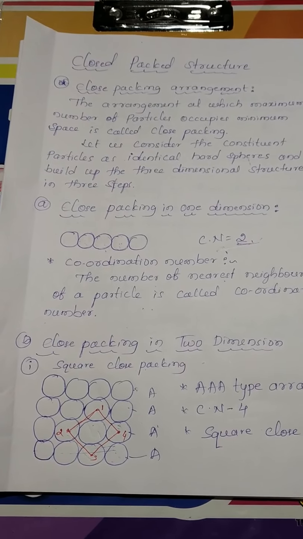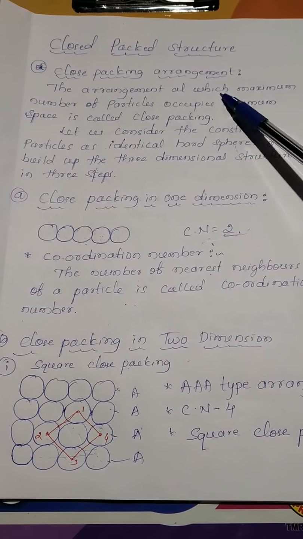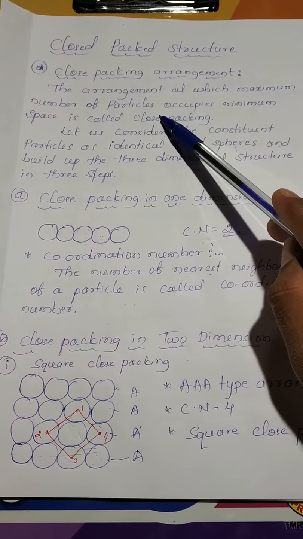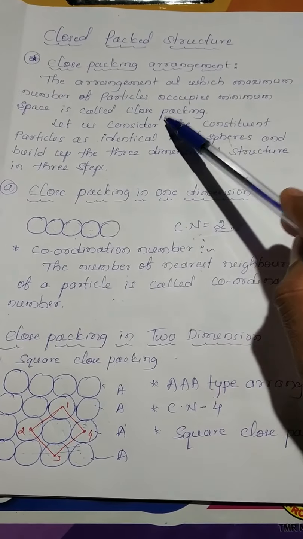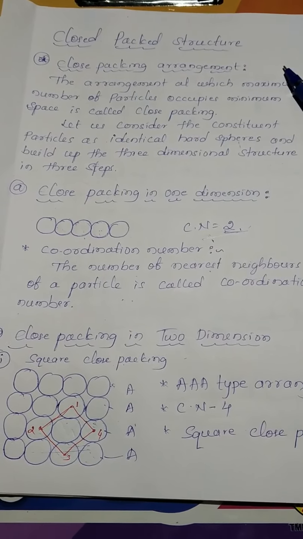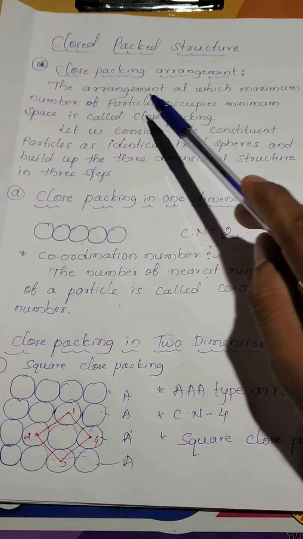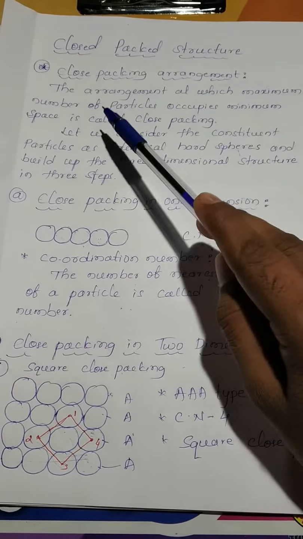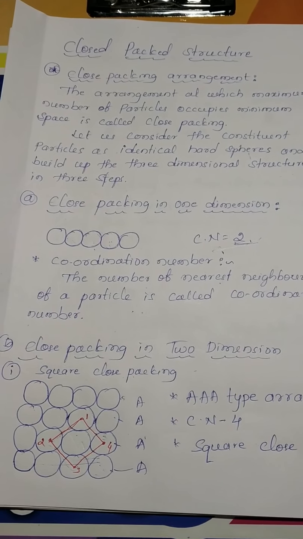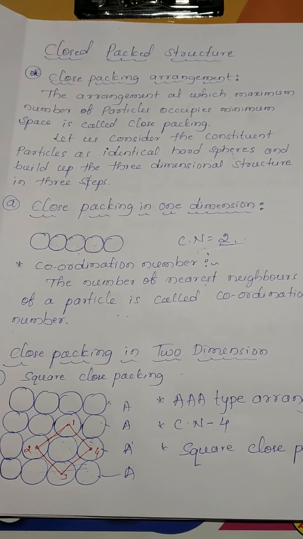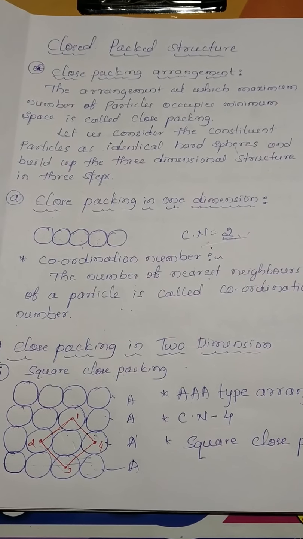Close packing arrangement means the arrangement in which the maximum number of particles occupies minimum space. Once again, the arrangement in which the maximum number of particles occupies minimum space is called close packing, or else the arrangement of constituent particles as closely as possible is called close packing arrangement.